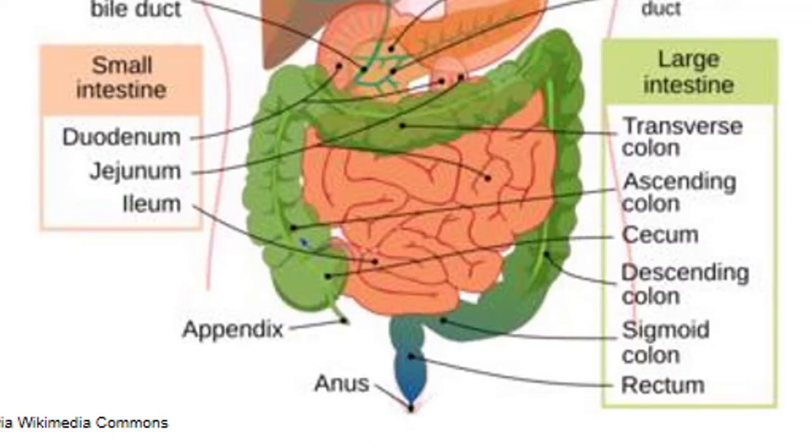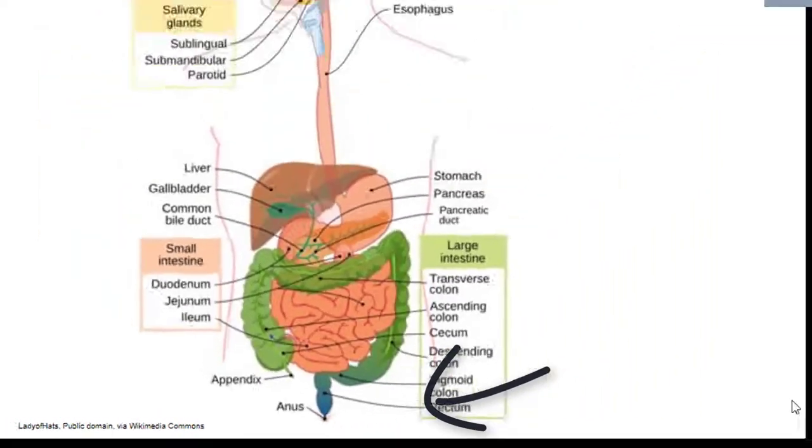From there, food will pass to the ascending colon, transverse colon, descending colon, and sigmoidal colon. From there, the food will pass to the rectum and eventually to the anus for defecation. In order for defecation to occur, the feces has to pass both the internal and external anal sphincters.